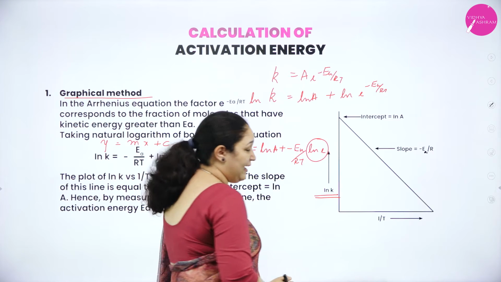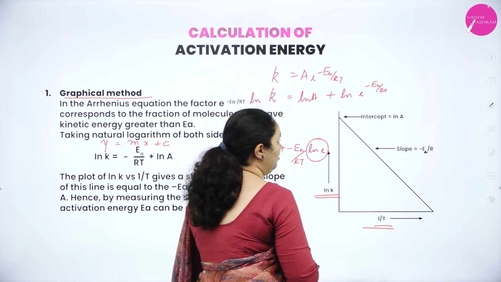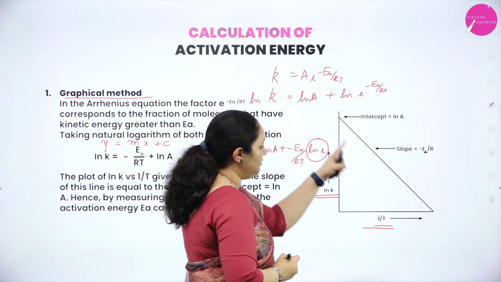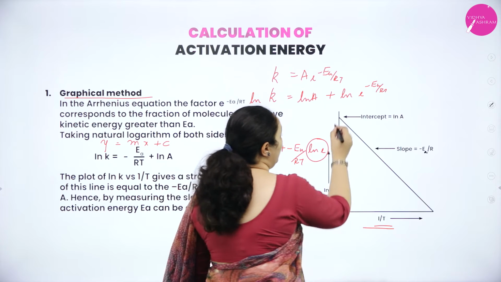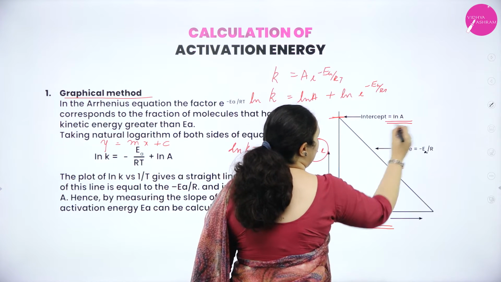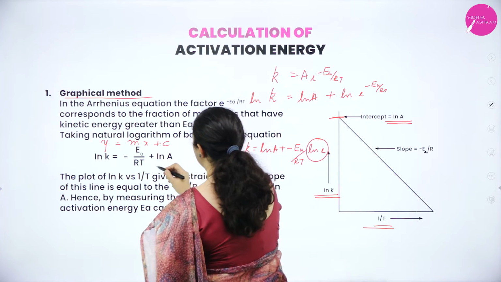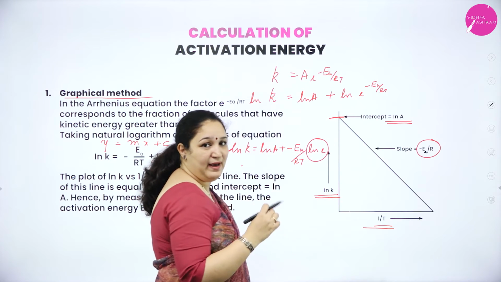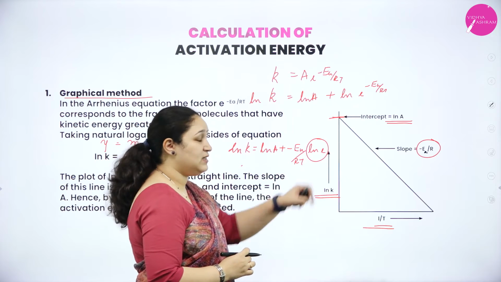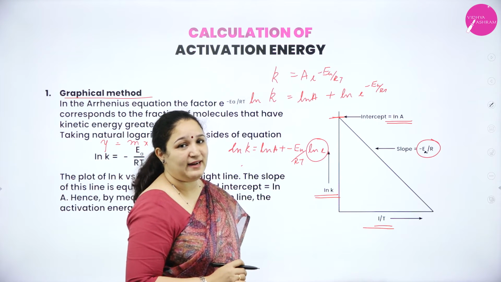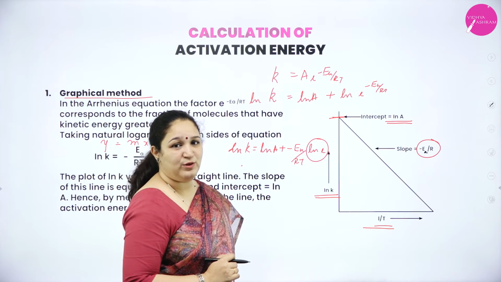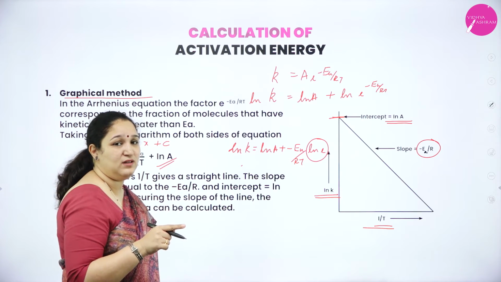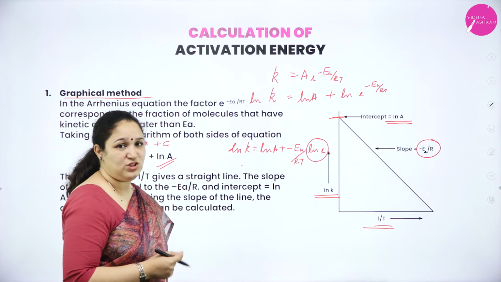My x axis will have 1 by T value, and if I draw the graph, I will get a straight line like this with intercept value ln A. Here you can see intercept is ln A and slope will be minus EA by R. Thus if I calculate the slope, I can get the activation energy value, isn't it? So this is the first method, that is the graphical method to calculate the activation energy.